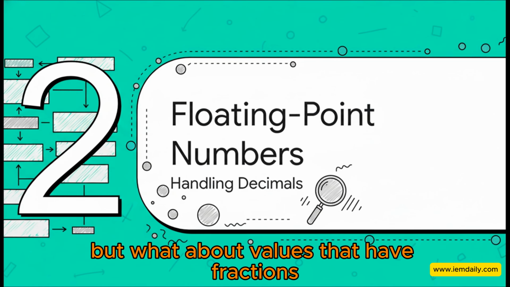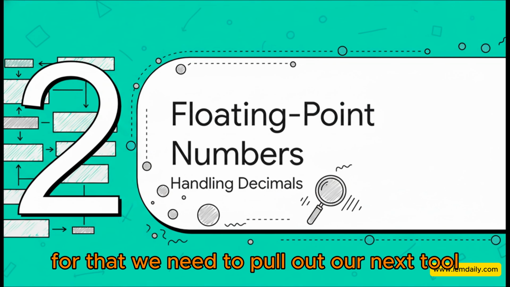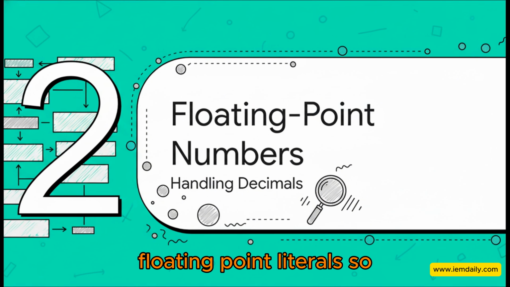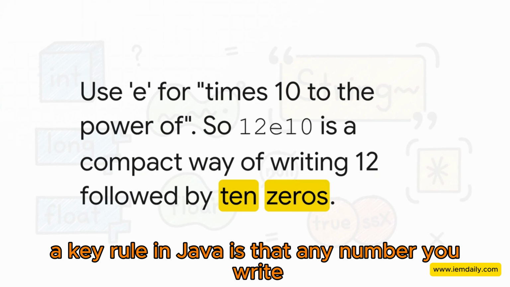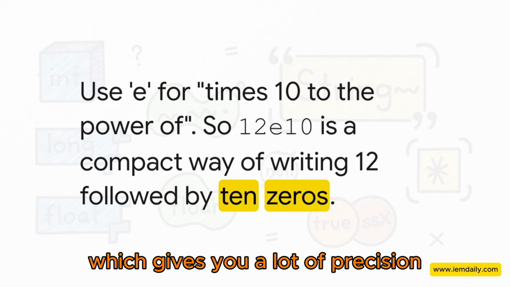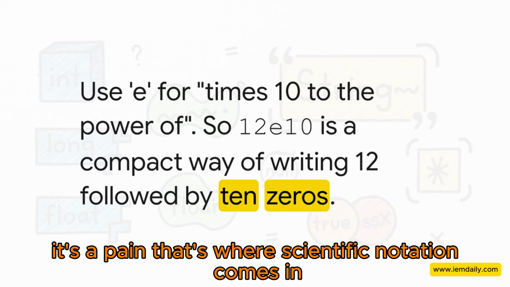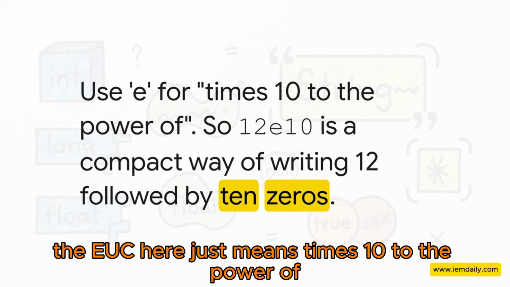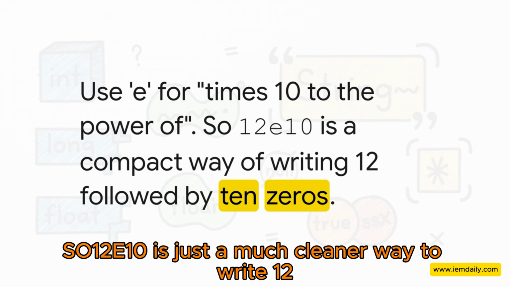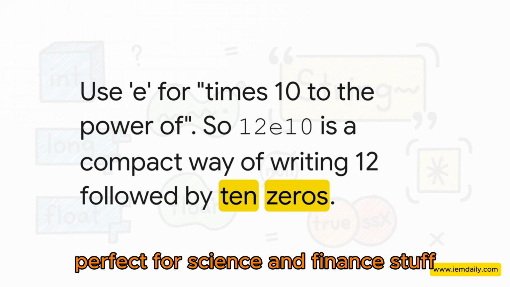All right, we've got whole numbers down. But what about values that have fractions, like prices or scientific data? For that, we need to pull out our next tool, floating point literals. So a key rule in Java is that any number you write that has a decimal point is automatically considered a double type, which gives you a lot of precision. Now, for numbers that are just massive or incredibly tiny, writing them out is, well, it's a pain. That's where scientific notation comes in. The E here just means times 10 to the power of. So 12E10 is just a much cleaner way to write 12 with 10 zeros after it. Perfect for science and finance stuff.